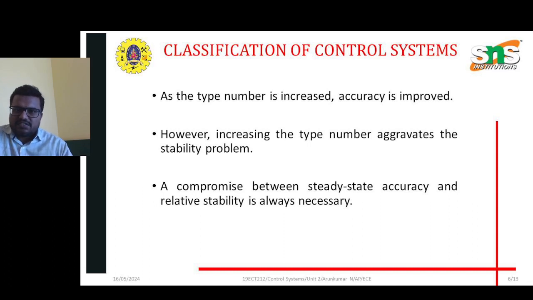As the type number is increased, accuracy also improves. However, increasing the type number aggravates the stability problems. Moreover, a compromise between steady state accuracy and relative stability is always necessary for control systems.